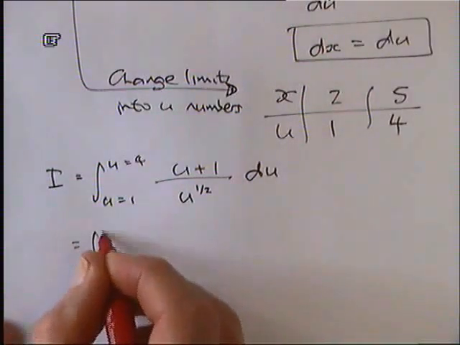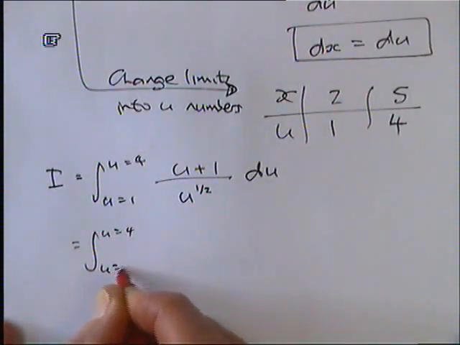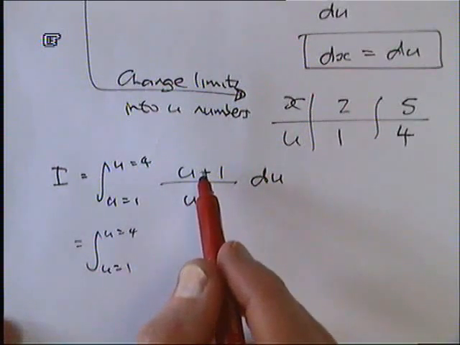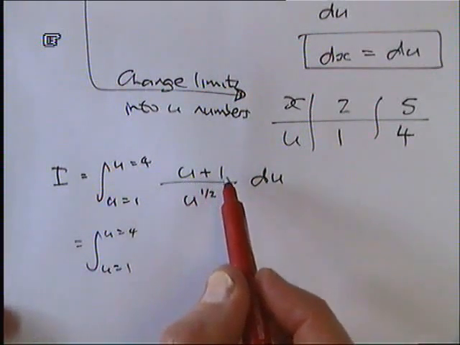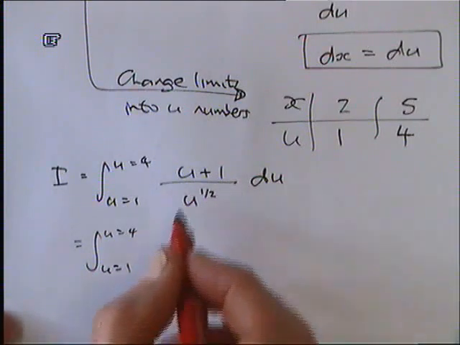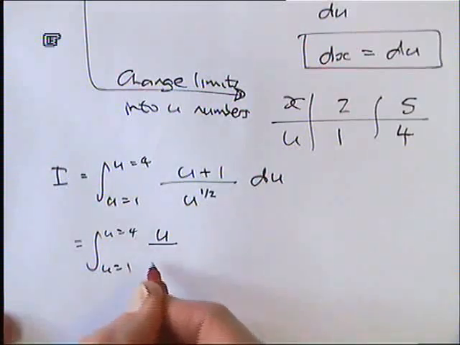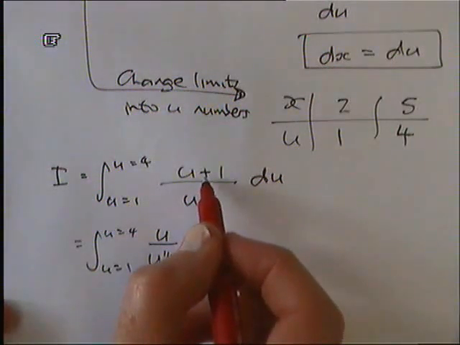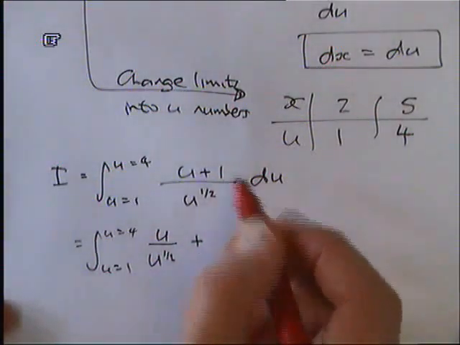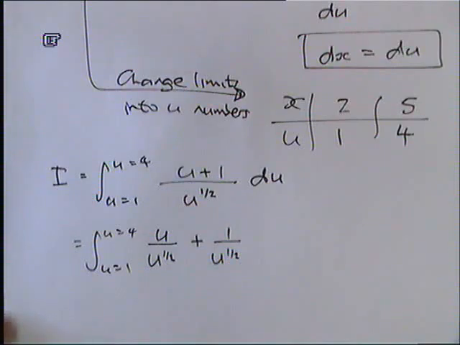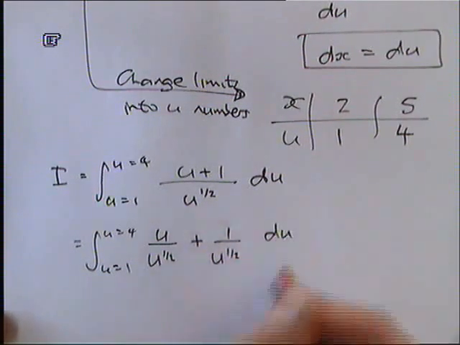Okay, I'm going to write this first bit down again. Nothing is changing just here on my integral sign. But this fraction here means each of the things on the top is divided by the thing on the bottom. So I can split that up as u over u to the half, and then I can add 1 over u to the half. That's just rewriting that fraction, splitting it up into its component bits. And I will keep that du there on the right.